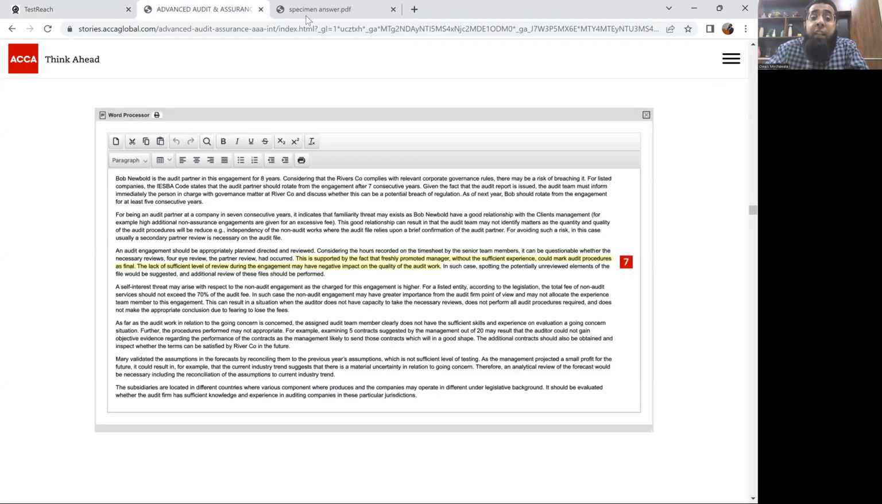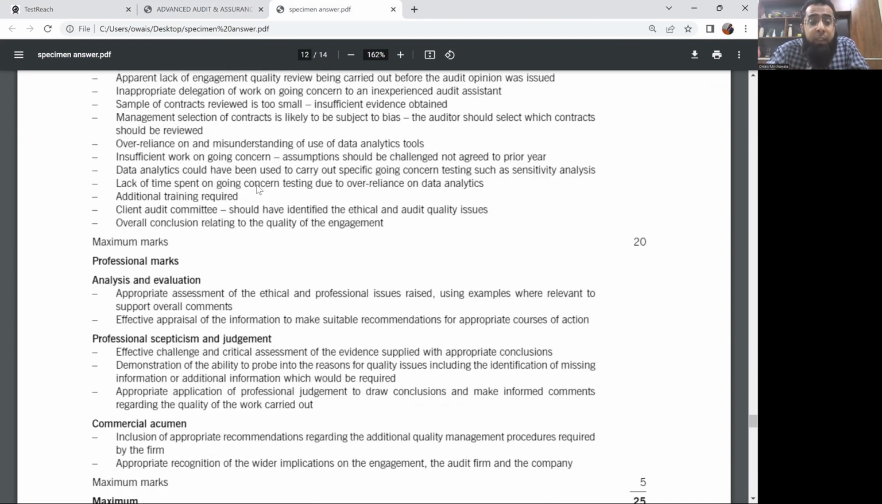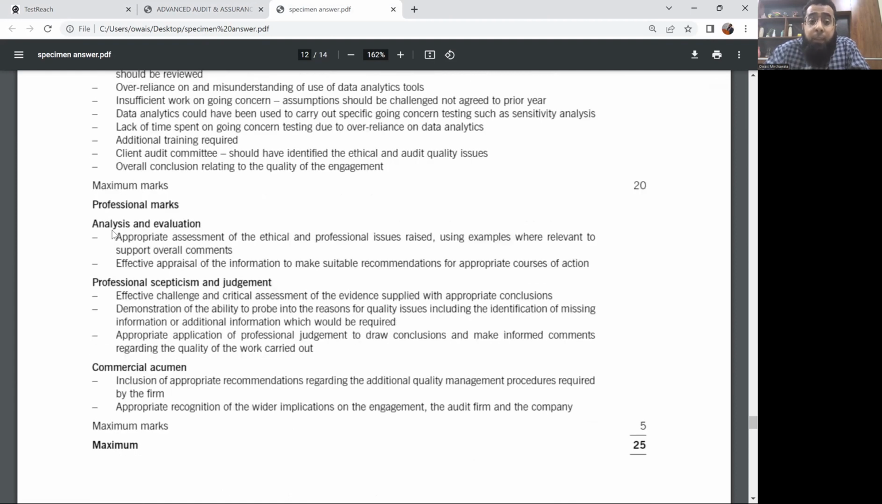Sir, where are the professional marks? Where are the professional marks included in this marking scheme? If you move down, here are the professional marks. Analysis and evaluation: appropriate assessment of ethical and professional issues raised, using examples where relevant to support overall comments. Like the example that too many non-audit services are being given. Effective appraisal of the information to make suitable recommendations, that we have to talk with those charged with governance, professional skepticism and judgment, commercial acumen.